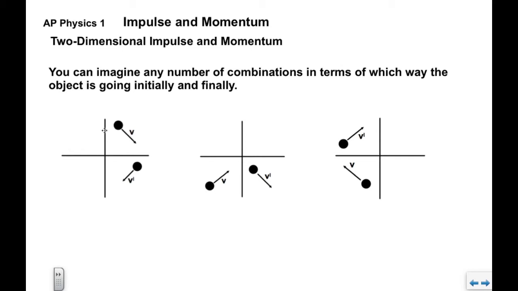This one, for example, the object is moving to the right and down initially, and then it's moving to the left and down. We know that the x component of the impulse therefore must be to the left. The y component, we don't know. If we know it's to the left, it's got to be in quadrants 2 or 3, based on the fact that the x direction of the impulse has to be negative. Think about the other two, and think about any other possible combinations that you could run across.